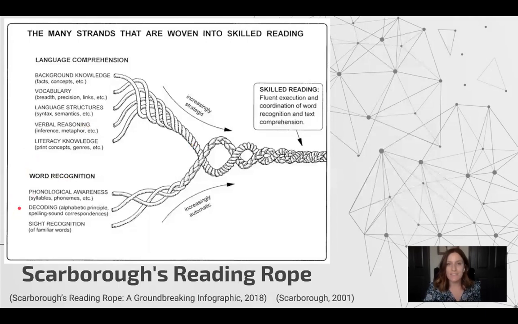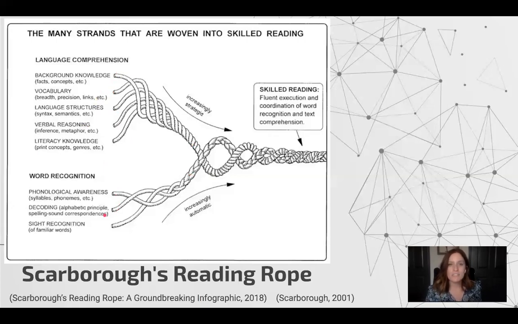Decoding, which is understanding the alphabetic principle and spelling and sound correspondences. And sight word recognition, which is knowing familiar words. So again, you see that these are individual strands, but when they're woven together, they build one strong lower strand. Now let's imagine for a second that some of these strands are missing. For example, language structure or vocabulary or background knowledge or decoding.